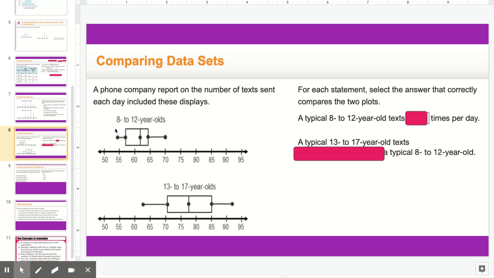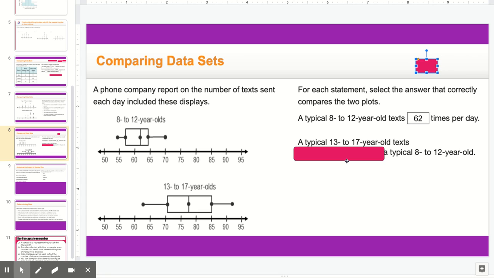So the next way to measure center is the median. So remember, this line right here is the median. So that's about 62. So the average 8 to 12-year-old texts about 62 times per day.